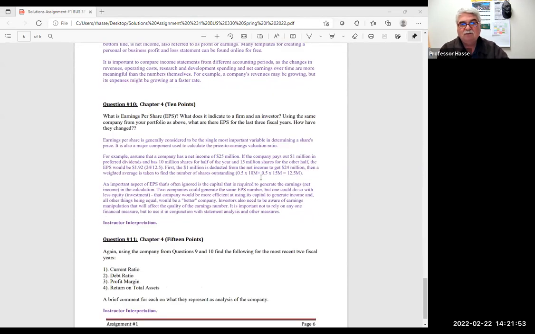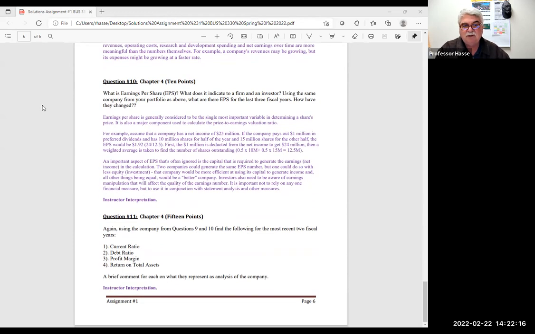Question 10 is to pick one company from your portfolio and find the earnings per share for the last 3 fiscal years. And how have they changed? Have they gone up? Have they gone down? What has happened to the earnings per share of your company over the last 3 fiscal years?